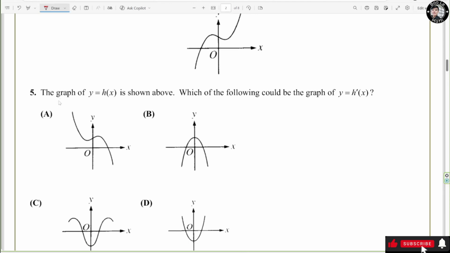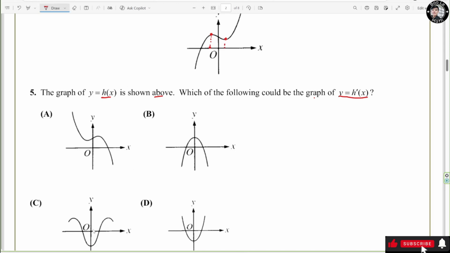Now let's move on to question 5. The graph of the function y equals h of s is shown above. Which of the following could be the graph of the function h prime of s? Alright, so we look at this one right here. We see the maximum right here. This one is the relative maximum. This one is the relative minimum. We check down to the axis, and this is actually the zero of the function h prime of s, right? So we have 0 right here.